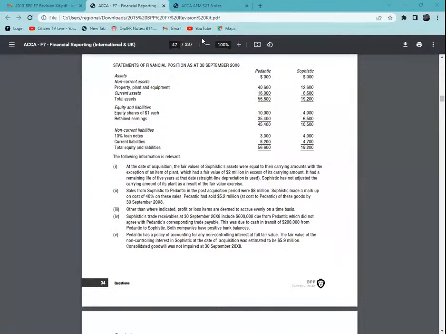In notes, note number 1, we are picking only things that will affect our statement of financial position, things that will only affect our balance sheet. We are told, note number 1, at the date of acquisition, the fair values of Sophistic's assets were equal to their carrying amounts, with the exception of an item of plant, which had a fair value of 2,000 in excess of its carrying amount.